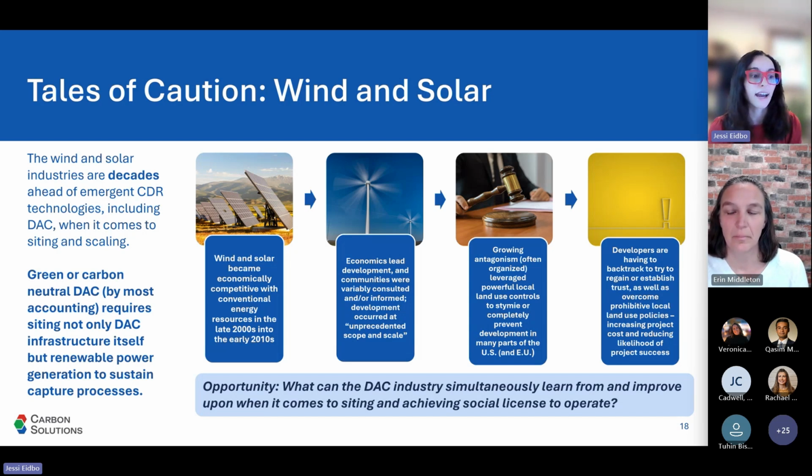And I think that lesson, or tale of caution, is something that this industry, DAC specifically, but also CDR, is in a really advantageous place to avoid by having meaningful consultation, conversation, and dialogue, and various degrees of outreach and engagement with communities in advance, to achieve what we saw on the earlier slide: the social license to navigate sustained support for the technology as it's deployed.